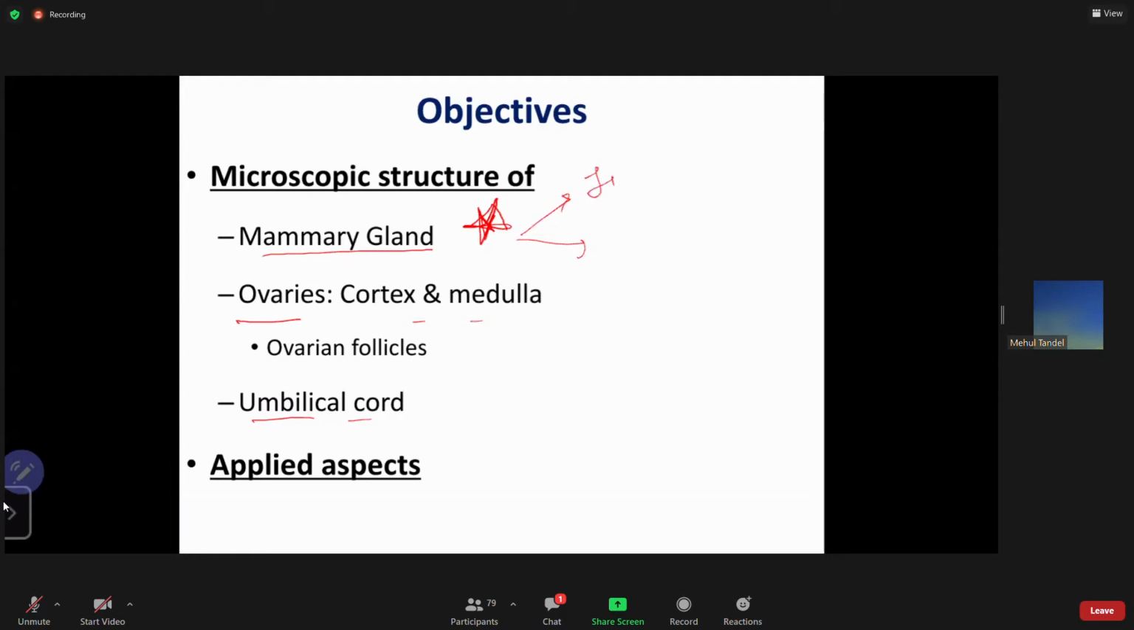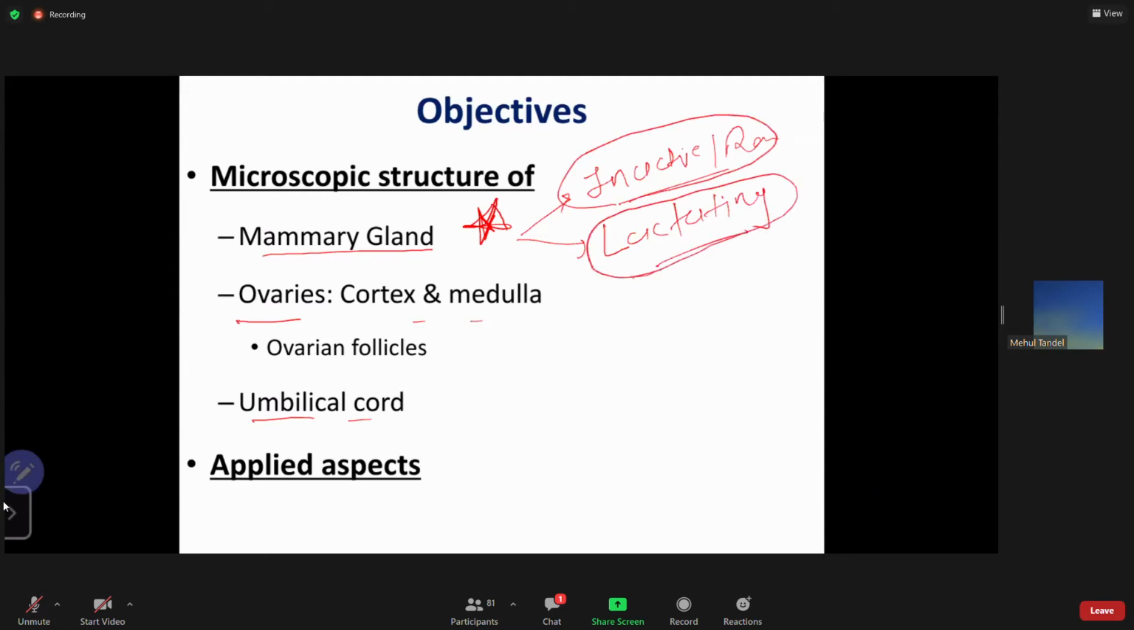One is an inactive or resting mammary gland, and second is lactating mammary gland or active. Okay, so we will see mainly these two topics today. Okay, inactive or the resting mammary gland and lactating mammary gland.